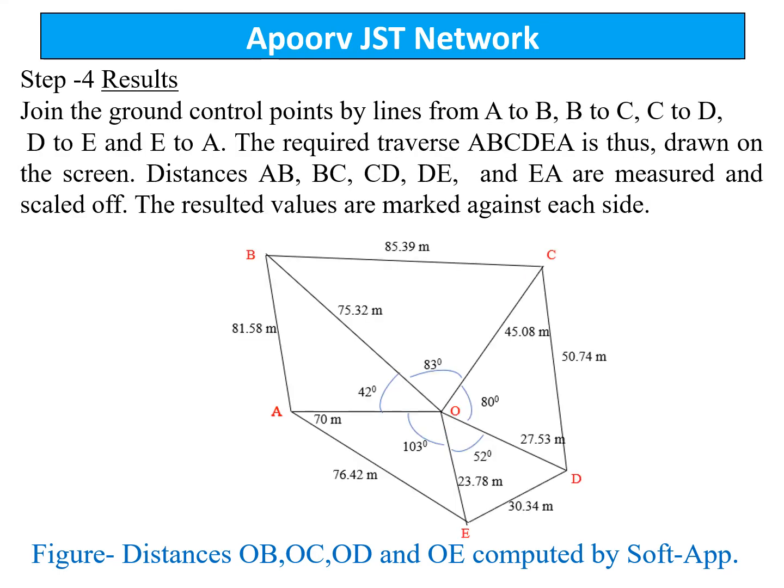Step 4 results. Join the ground control points by lines from A to B, B to C, C to D, D to E and E to A. The required traverse plan is thus drawn on the screen. Distances AB, BC, CD, DE and EA are measured and scaled off. The resulting values are marked against each side.